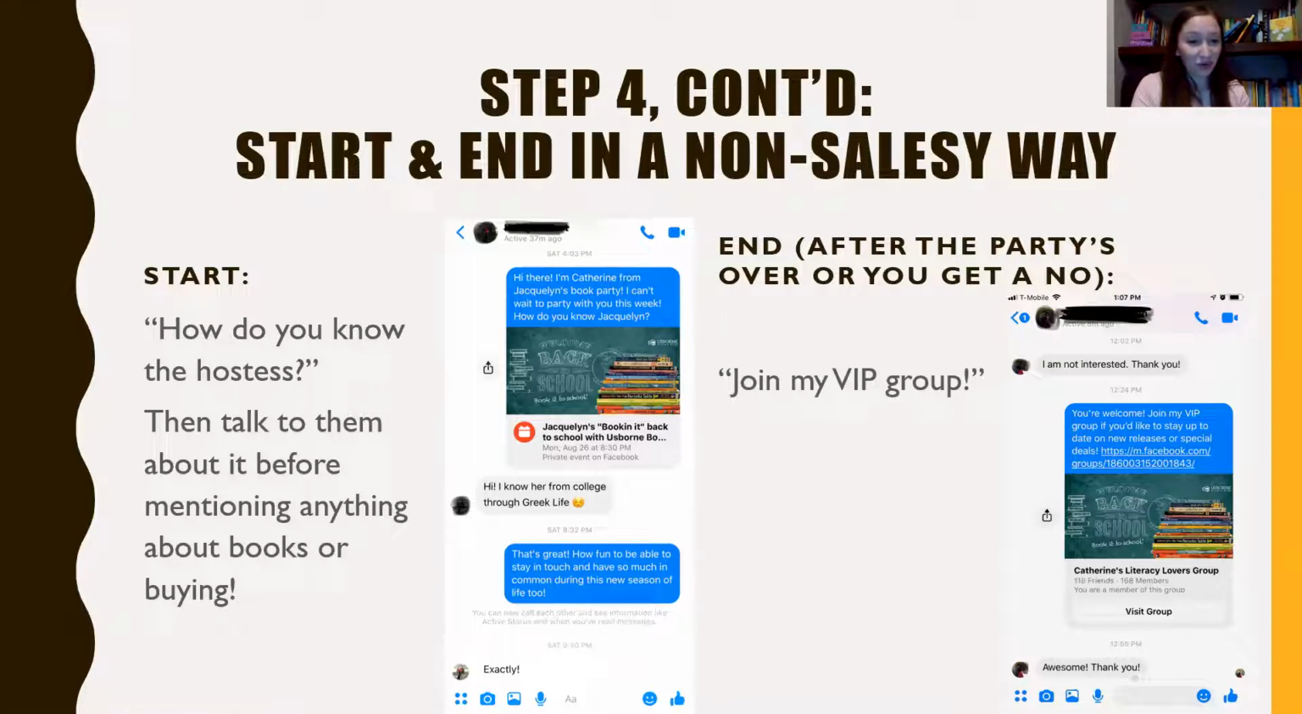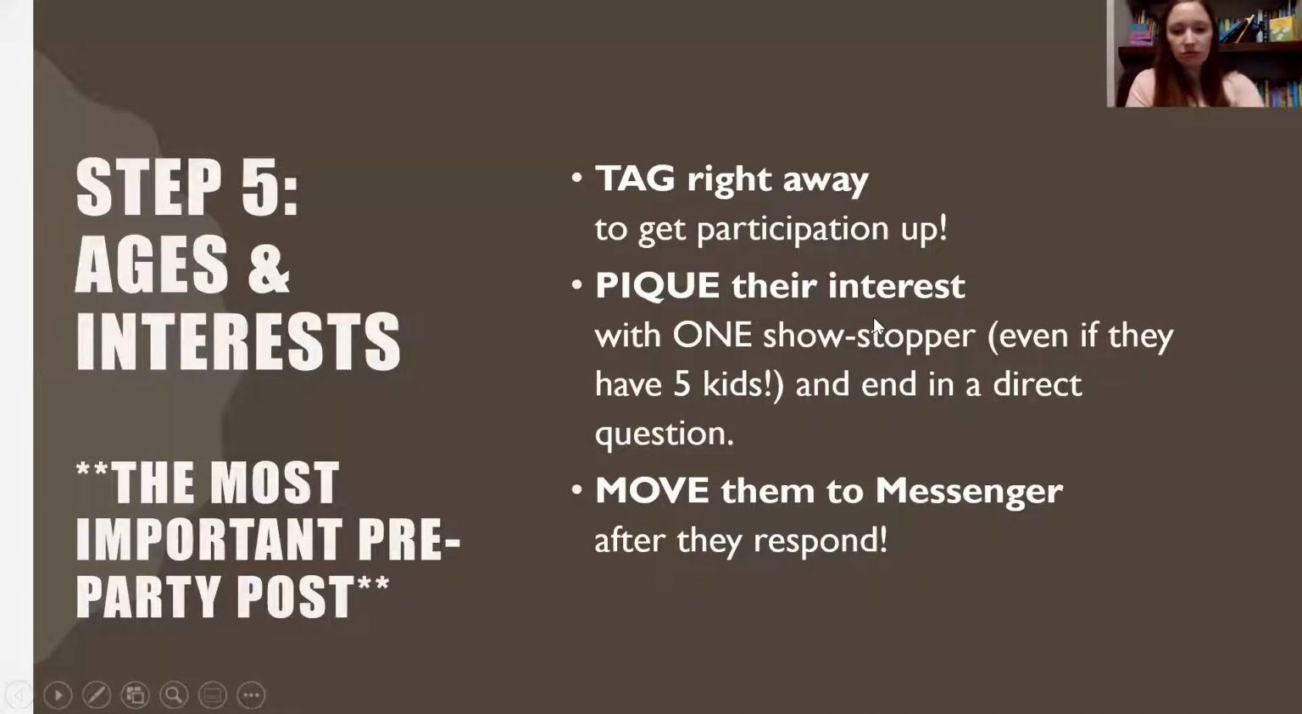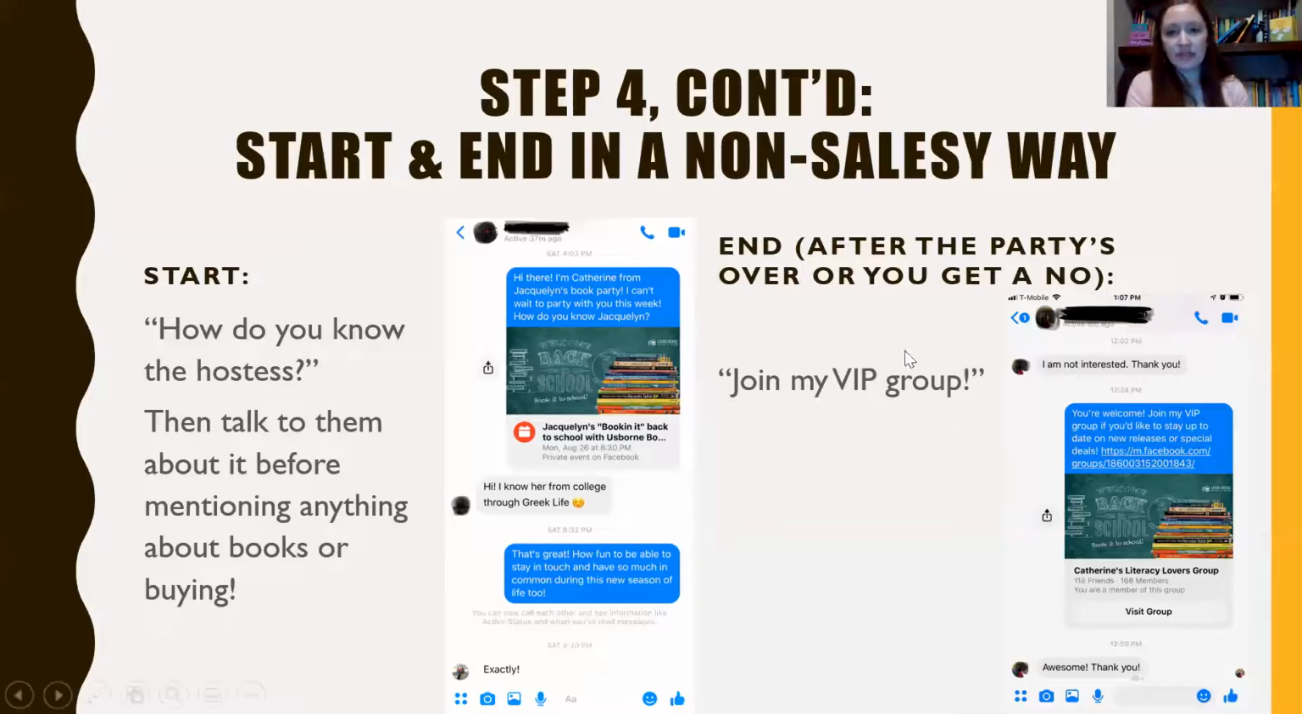And now she's a hostess for me. She was actually supposed to host tonight, but the hurricane happened, so she's hosting next week. But that relationship is so important. And this is skipping to the end, but we end in a non-salesy way too.